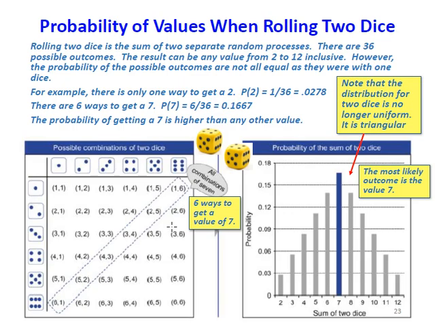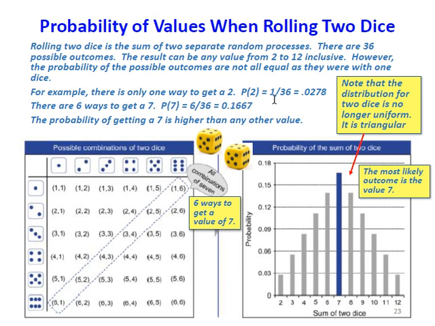This is common sense, we don't have to tell you about it, but that's what you do when you play or roll the dice. And that's what it's writing. 6 ways to get a 7. So 6 ways out of 36 is going to give you 0.16.